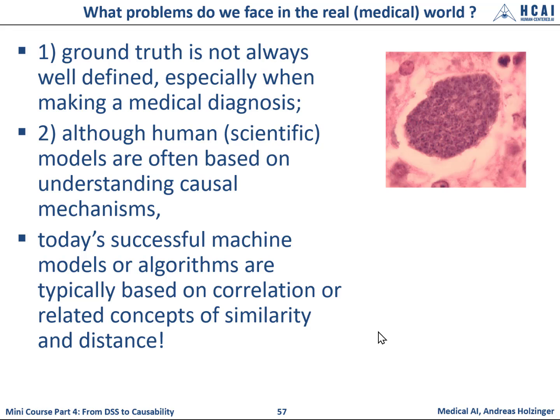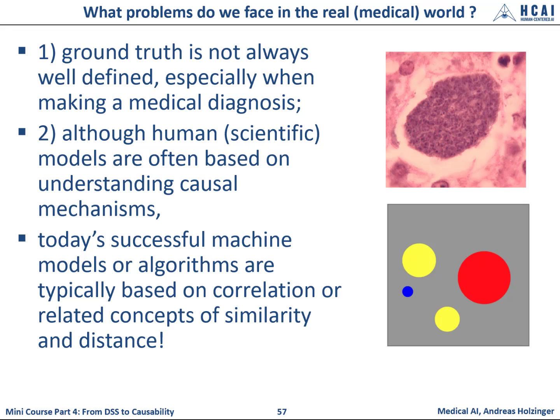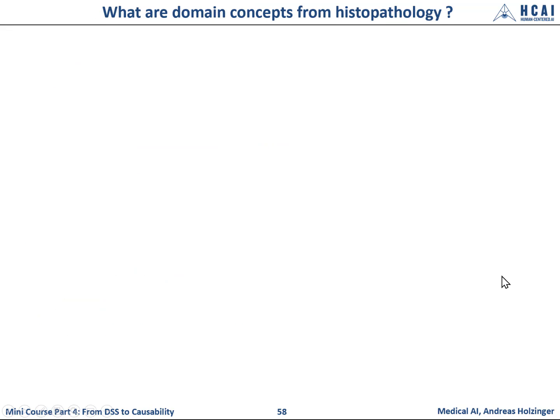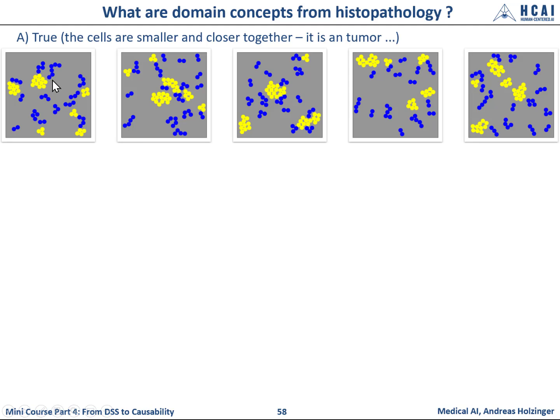And you surely want to know why this is called Kandinsky. So here, this is one of our Kandinsky patterns, and I show you where this comes from. This is the domain concept from histopathology, for example, what I've mentioned before. So true, the cells are smaller and closer together. It's a tumor. So this is a true pattern. This is generated from our Kandinsky patterns experimental environment.